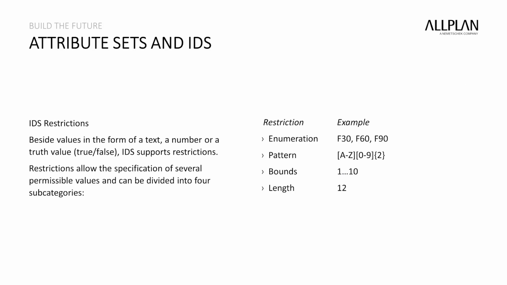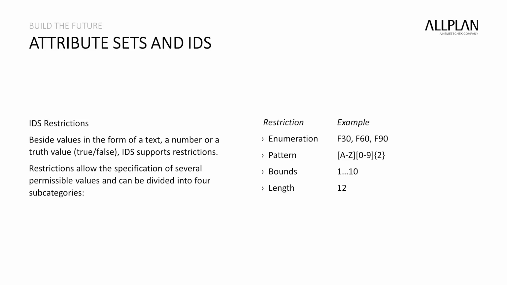IDS does not only offer simple rules, it also offers restrictions. There are 4 examples known: enumerations, pattern, bounds, length. What is this? An enumeration is a list that you can use and can be restricted, in this example, to F30, F60, F90 and not, for example, F120.